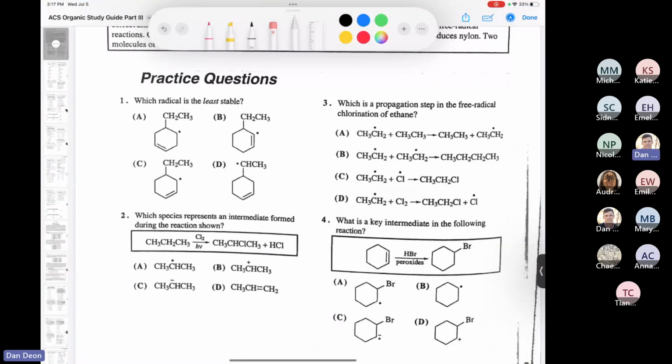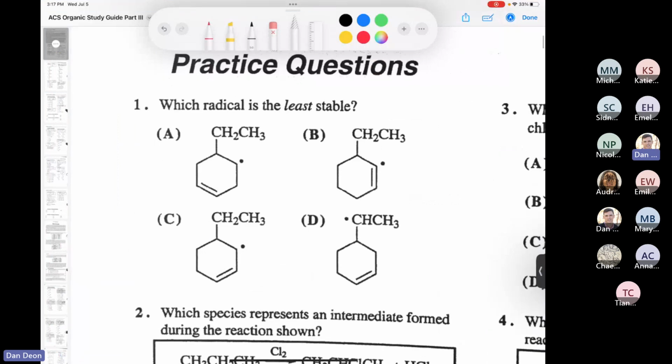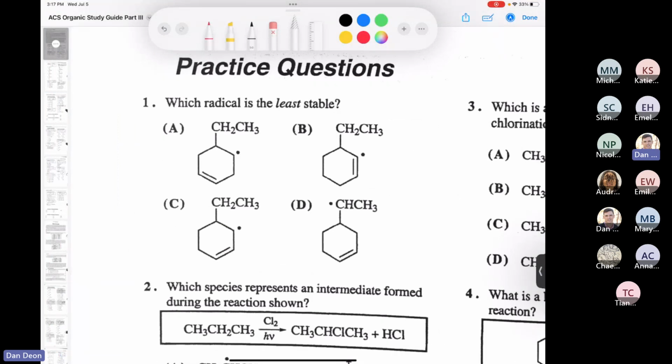Okay, so let's start here with this question. Which radical is the least stable? All right, which radical is going to be the least stable here? First of all, could anybody tell me which one of these radicals is going to be the most stable radical? There's one that's by far more stable than any of the others.